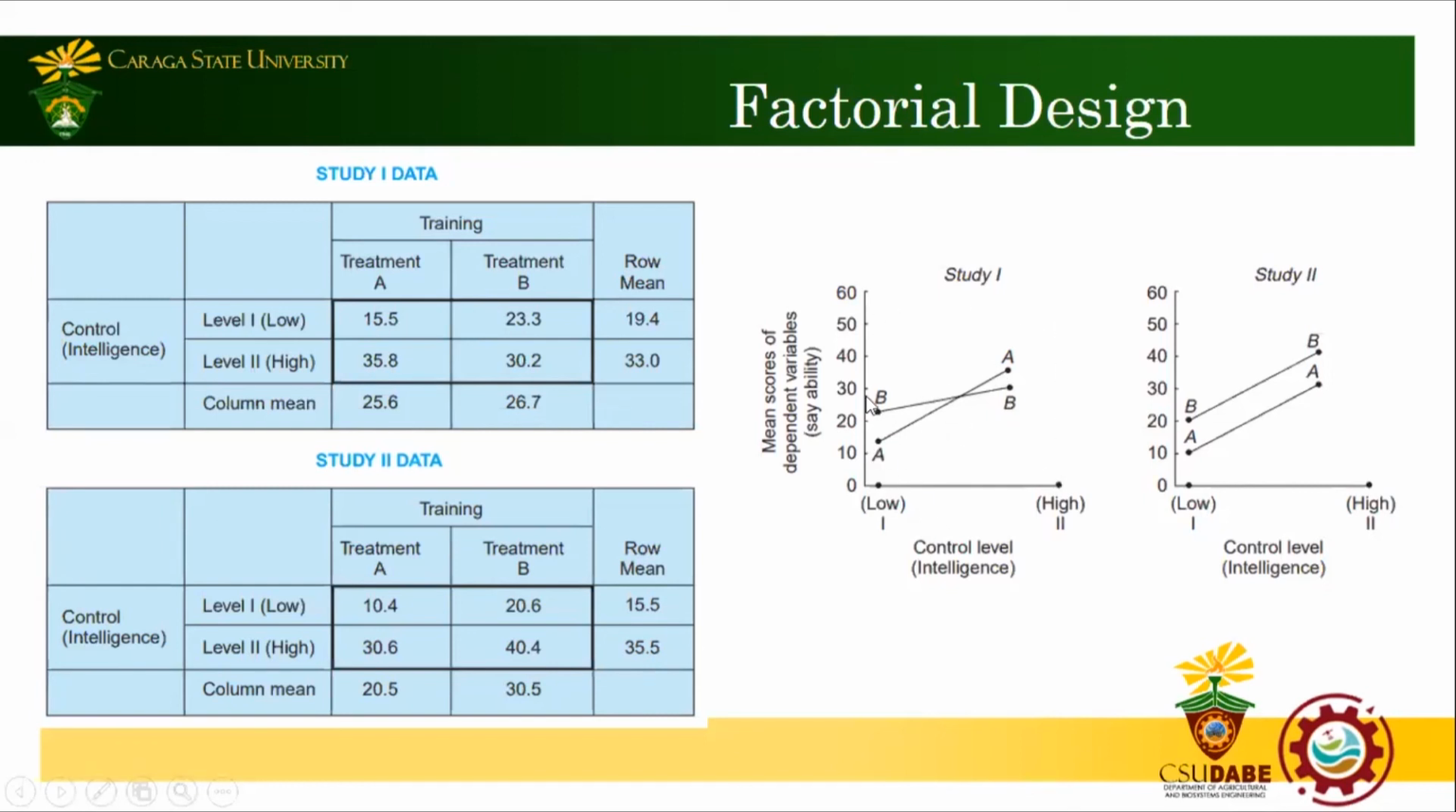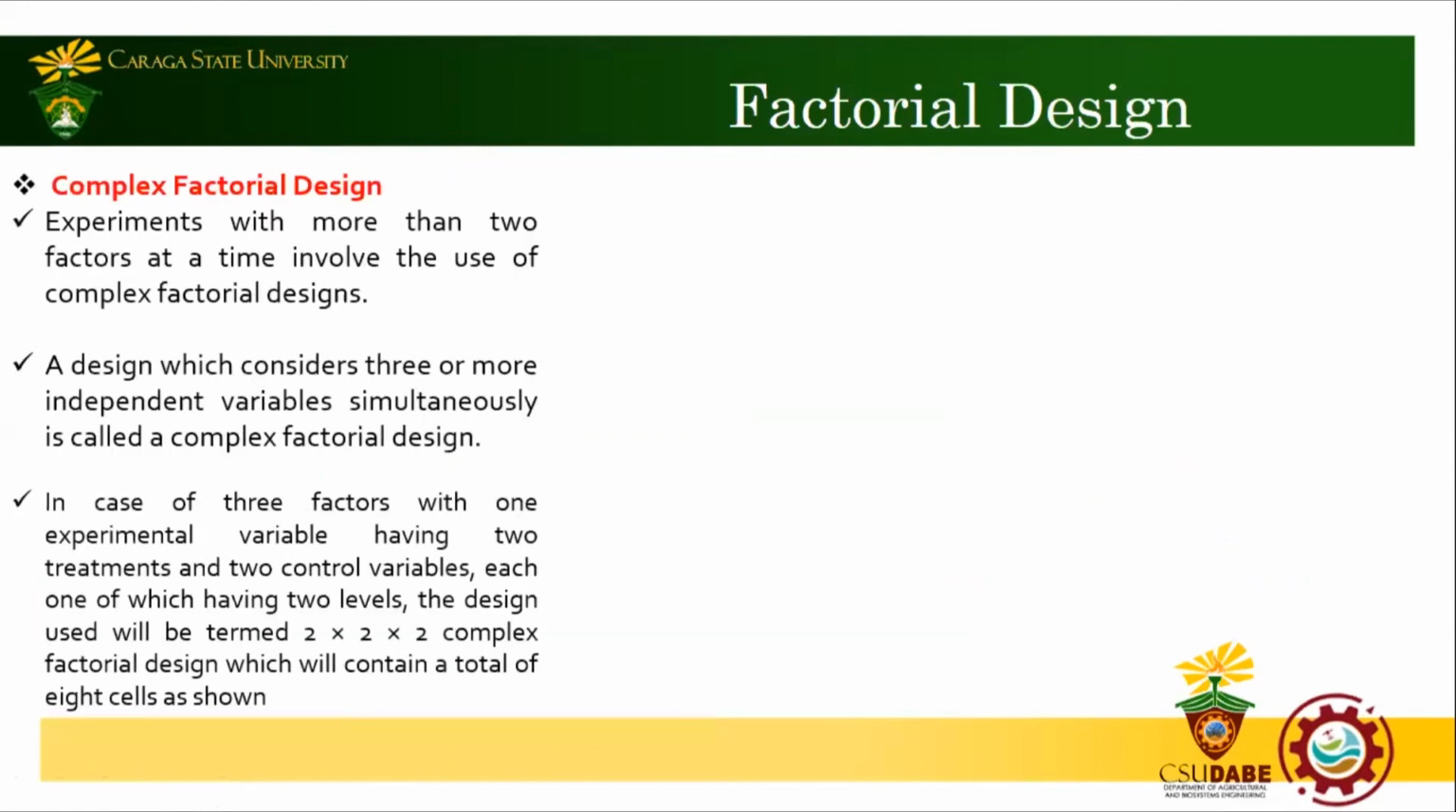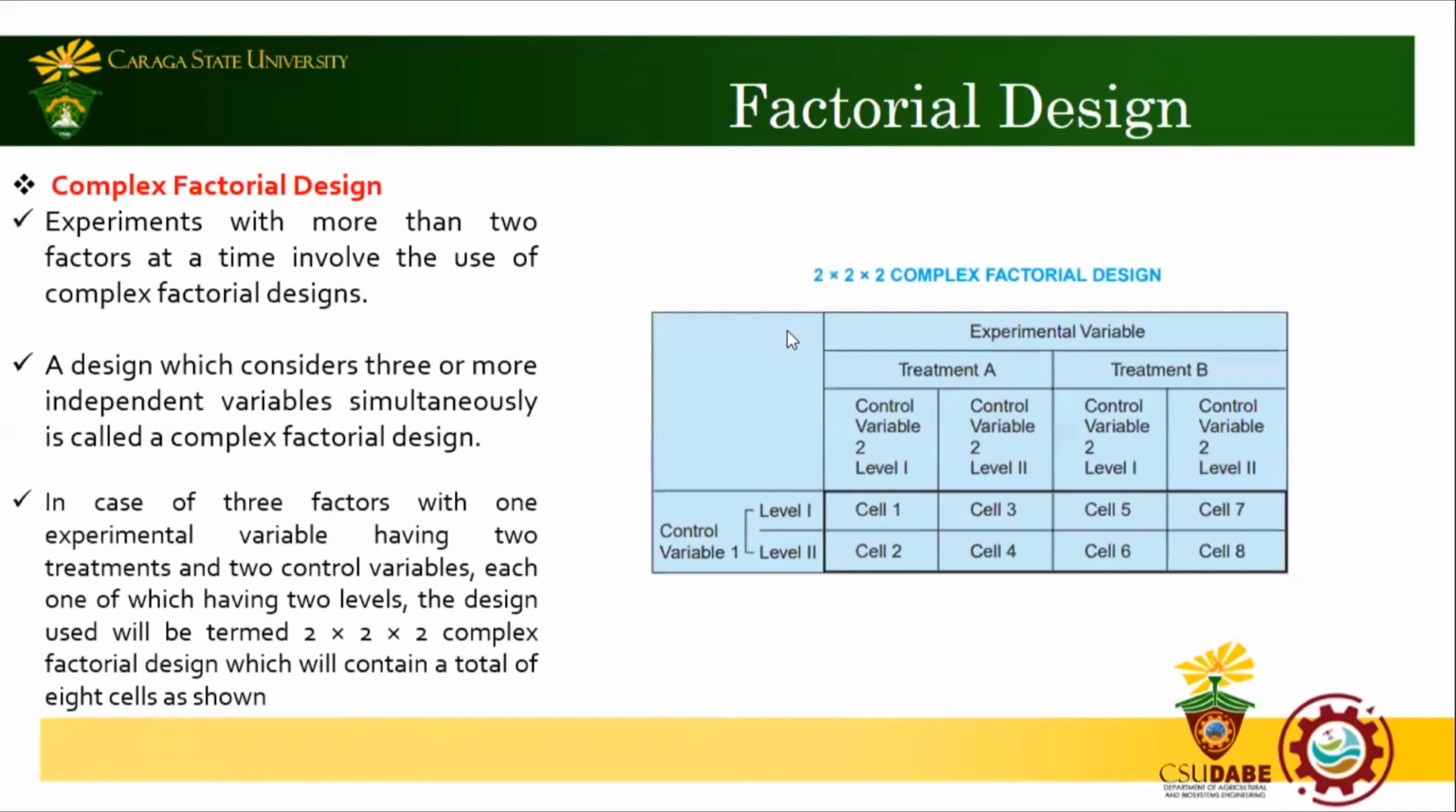Unsa kay possible nga nahitabo, no? Ngano man ang mean score sa ability according to the intelligence kay nag-cross. So there must be an explanation about that. Okay? And then there are also complex designs like 3 by 3, 2 by 2 by 2, no, daghan na kayo nga mga factors ang inyong i-consider.